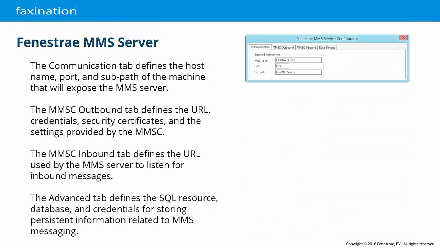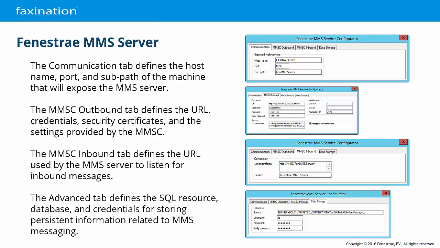For the Fenestrae MMS Server service, the Communication tab defines the host name, port, and subpath of the machine that exposes the MMS service. The MMSC Outbound tab defines the URL, credentials, security certificates, and the settings provided by the MMSC. The MMSC inbound tab defines the URL used by the MMS service to listen for new inbound messages. And the Advanced tab defines the SQL resource, database, and SQL credentials for storing persistent information related to MMS messaging.